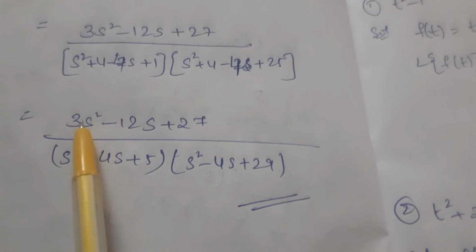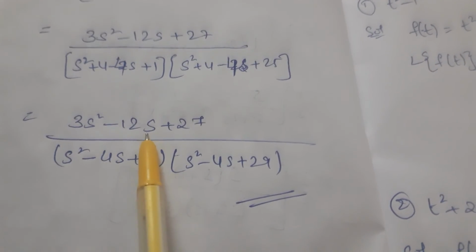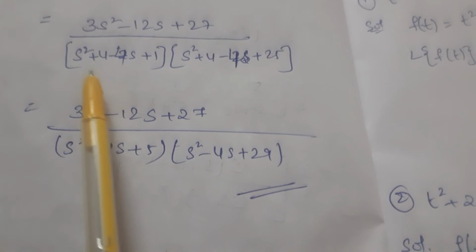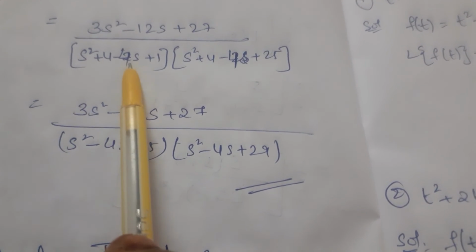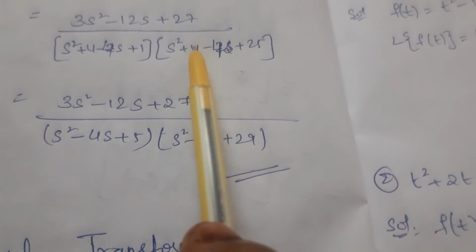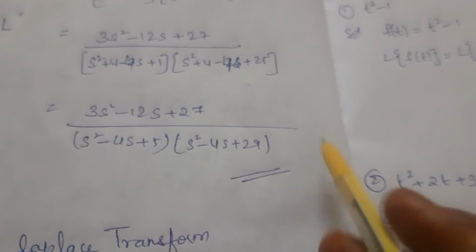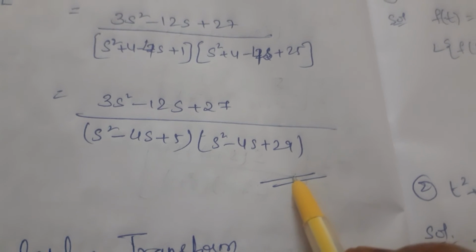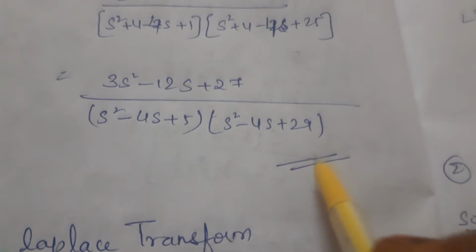So what we will get here: 3s square minus 12s plus 27 by s square minus 4s plus 4 plus 1, 5. s square minus 4s plus 4 plus 25, 29. That is our answer for the given question.